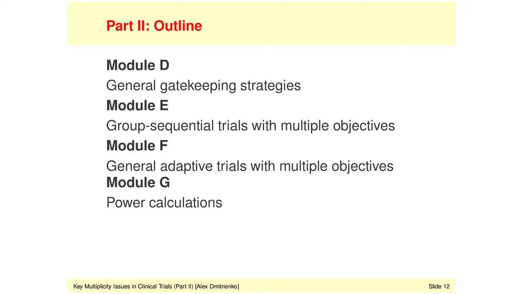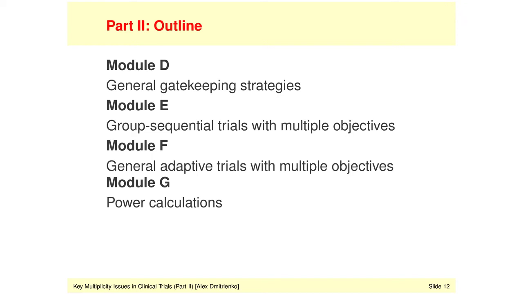We will begin with group sequential trials with several multiplicity components, and we will then consider multiplicity issues in the context of general adaptive trials. This is a new and exciting topic. I did not cover adaptive designs in Part 1. And finally, Module G, power calculations.